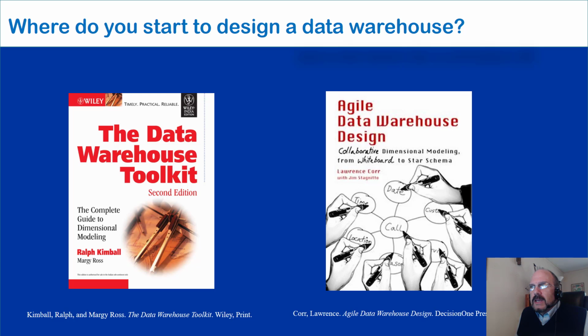On the right-hand side is Agile Data Warehouse Design by Lawrence Corr. And I really like that because once you understand what you're trying to do with the data warehouse, the right goal of design, the Agile Data Warehouse Design book gives you a good way to approach it. What questions should I be asking? How do I move towards a solution?